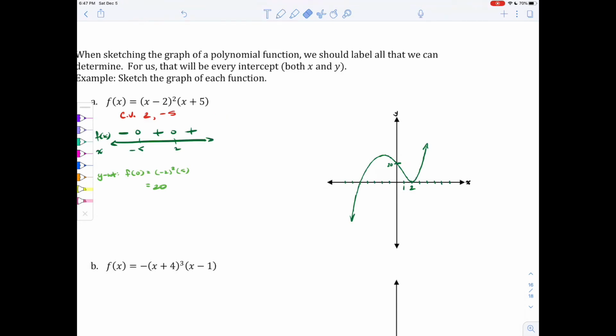Feel free to try the other ones. There's 2 more examples of graphing, and then 2 examples of finding the equation from the graph. But give them a try and see what you can do.